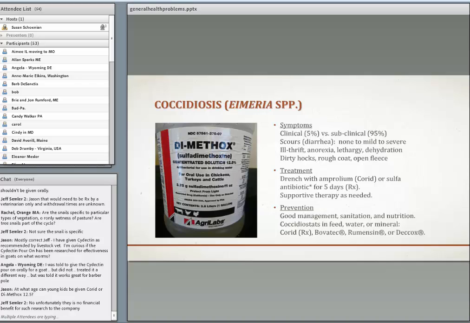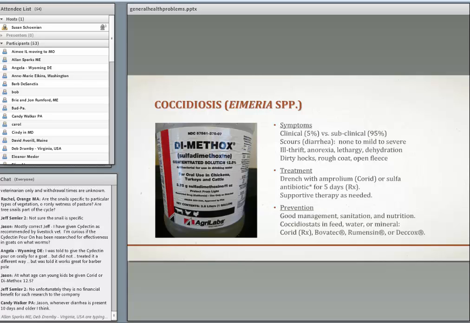And don't assume because you have your animals out on pasture that you're not going to have a problem, because a lot of times we create those very same scenarios of overcrowding and messy conditions out on pasture. We can help prevent coccidiosis by putting coccidiostats in the feed, water, or mineral. These coccidiostats don't kill coccidia. They affect the life or the reproduction, so they lower the infection level. Corid, which is used as both a treatment and a preventative, again, would require prescription. Bovatec and Deccox are FDA approved for sheep.